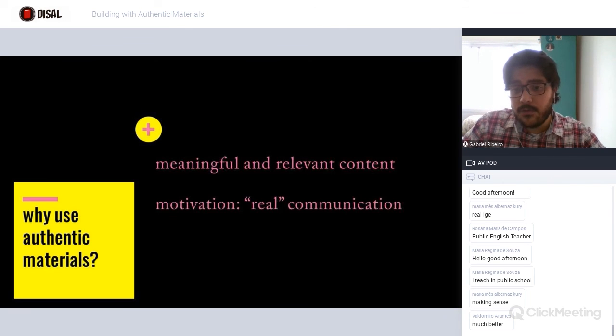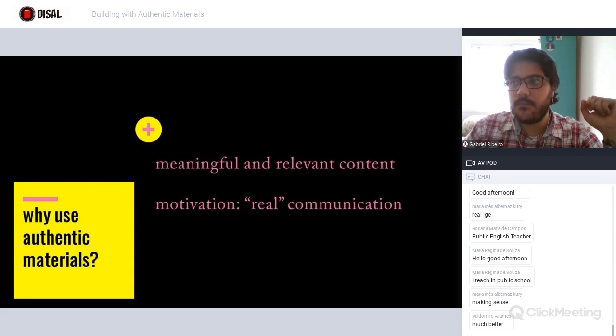And it also is going to mean that students are going to be a little bit more engaged, right? So we have motivation there. This is real communication, not only because it's something meaningful, something that they might care about, but because it's something that they would actually read in real life, so to speak, right?